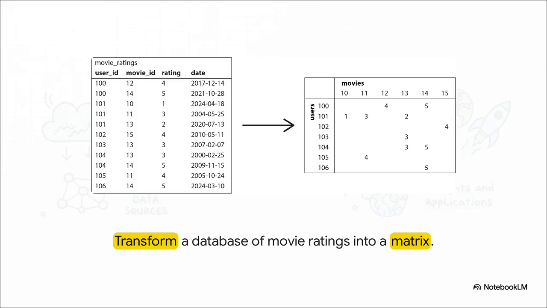Imagine a user, let's just call him User 100, who decides to watch and rate a newly released science fiction movie. In a standard operational system, that action is recorded as a single, neat row in a relational database. User ID 100, movie ID 50, a rating of 4 stars, and today's date. It's just a discrete recorded event. But an algorithm building a recommendation engine cannot interpret a list of discrete events.